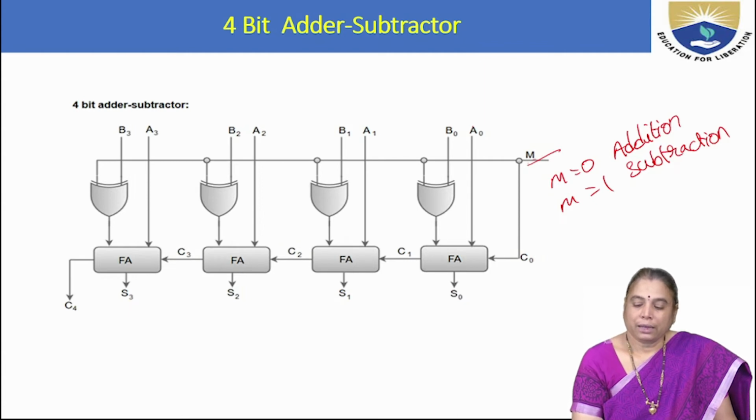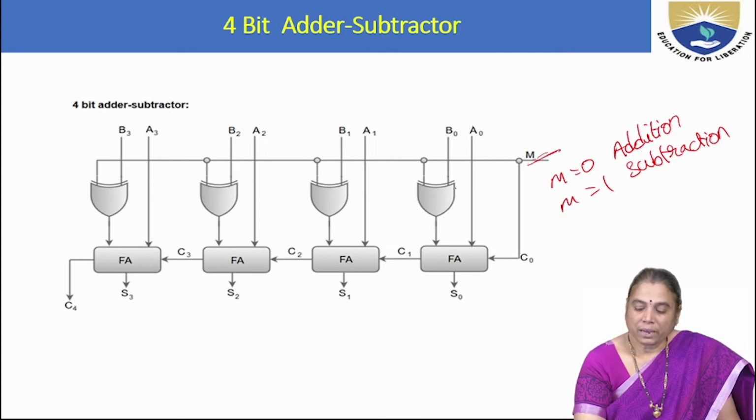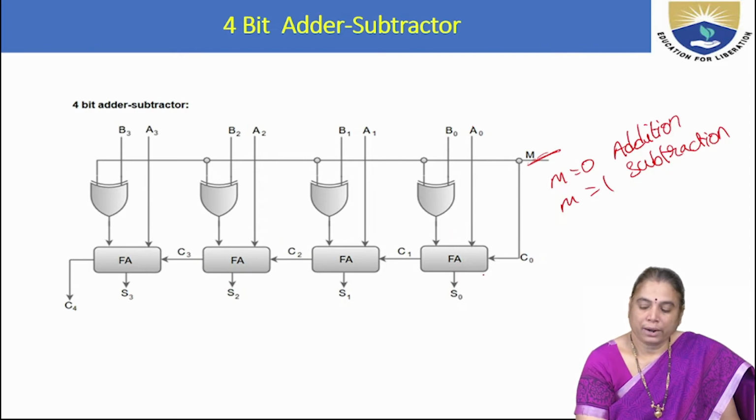So this circuit can serve two purposes. When M is equal to 0, the A0 and B0 values are given as input to the full adder along with C0, and the sum S0 and carry C1 are produced. When M is equal to 1, A0 and the 2's complement of B0 are given as input to the full adder along with the carry C0, and it produces the sum bit S0 and carry bit C1.